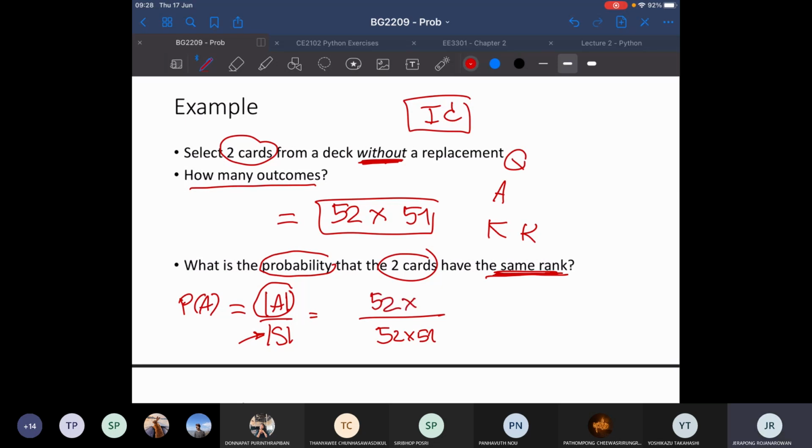However, the second card is really important. Suppose you got queen, right? Once you got the queen, what is the second card gonna be? It must be queen, right? Otherwise, it's not gonna be the same rank. How many queens are there? After the first pick, it's gonna be 3, so it's gonna be like this. And 52, 52 cancel, it's gonna be 3 over 51.